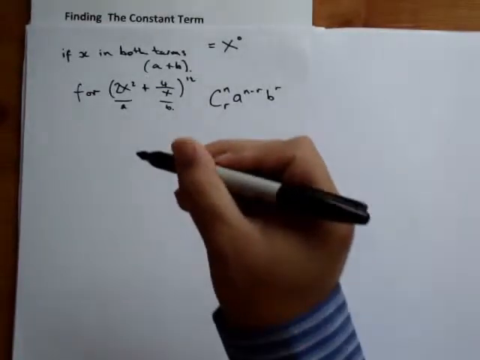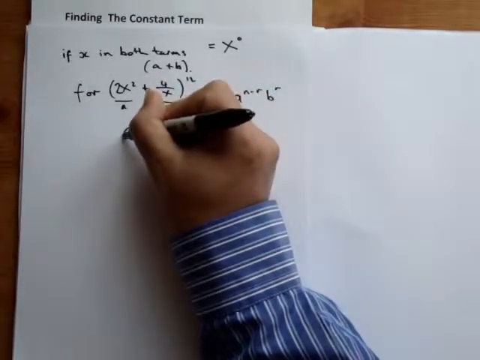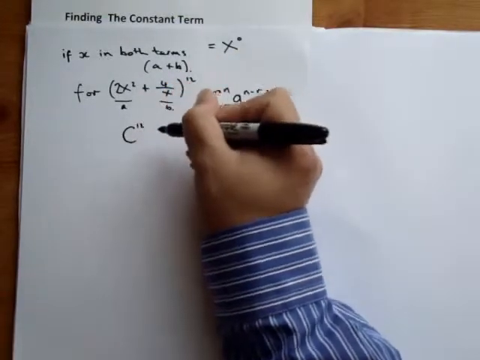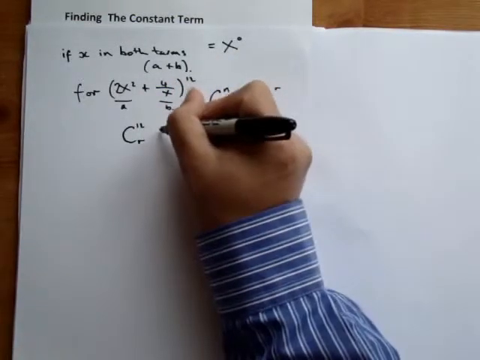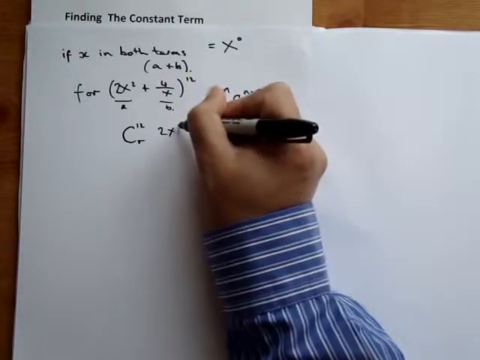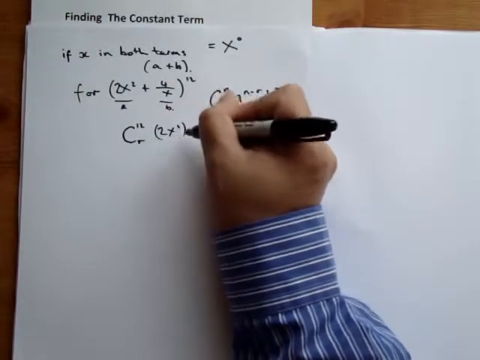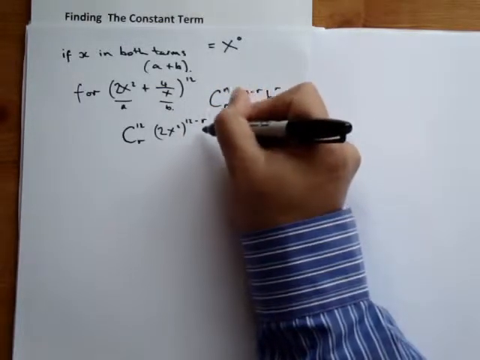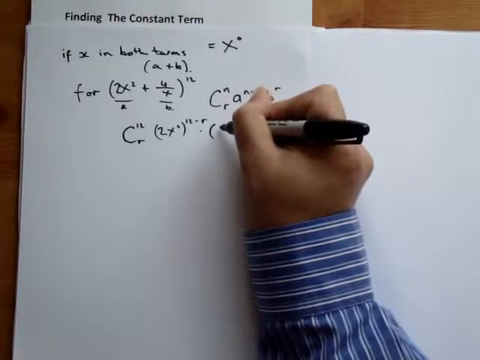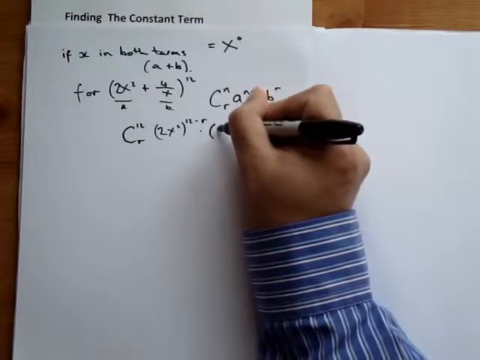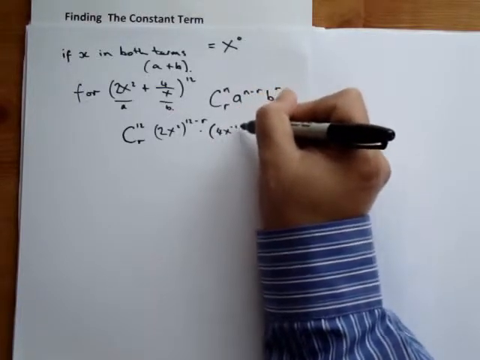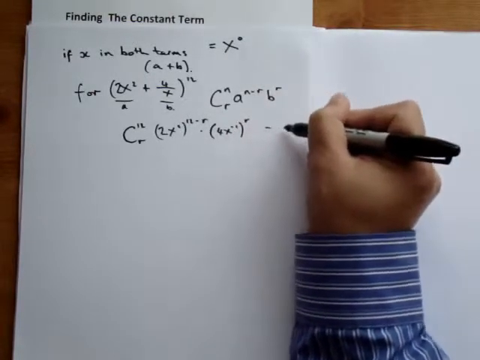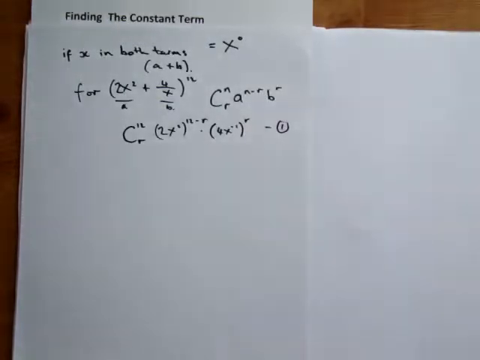So let's put this into the formula. So this would be a C, our n is 12 and our r we want to find. Then we have our 2x squared as A, and this is to the 12 minus r, and then we multiply this by our 4 over x, which is 4x to the minus 1, and that's to the power r, and we'll call this equation 1.